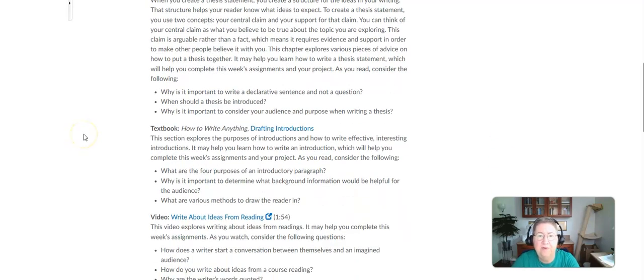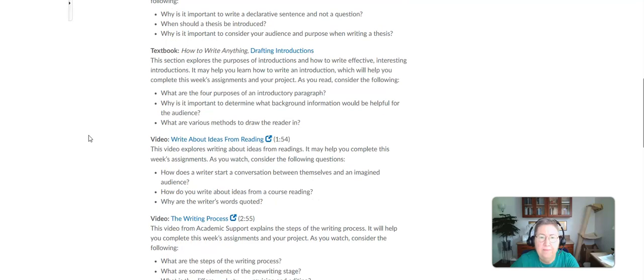Why is it important that you write a declarative sentence and not a question? Be sure that you can answer that. When should a thesis be introduced? Always. It always will be introduced by the parts of the introduction paragraph that come before the thesis. And why is it important to consider your audience and purpose when writing a thesis? Be sure that you can answer that as well.